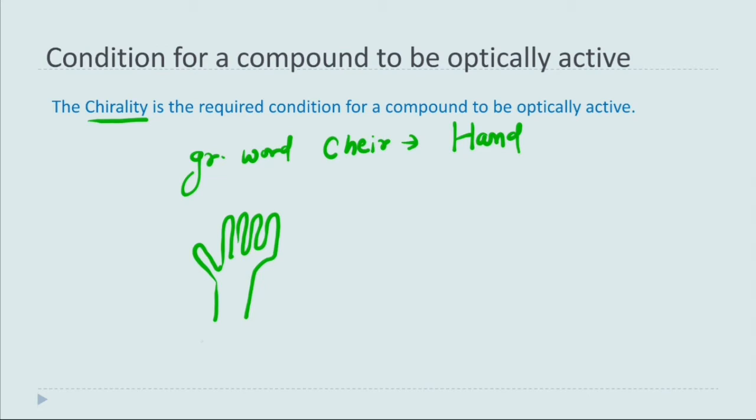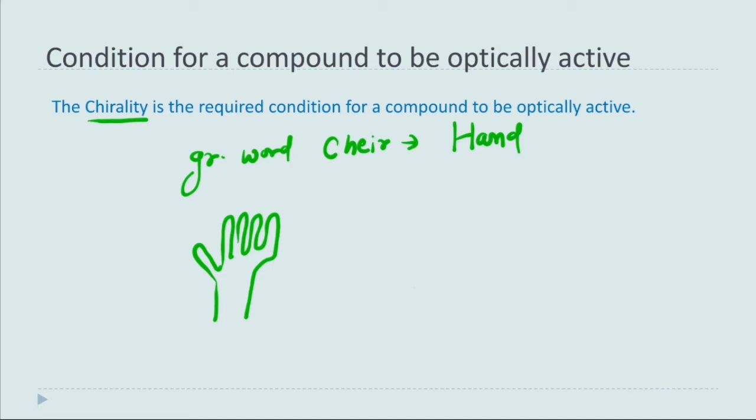right? For example, the English alphabet P, can you dissect it into two same parts? I think we cannot. So we can say that this one is also asymmetric. So if a molecule is asymmetric, then that molecule will be optically active.